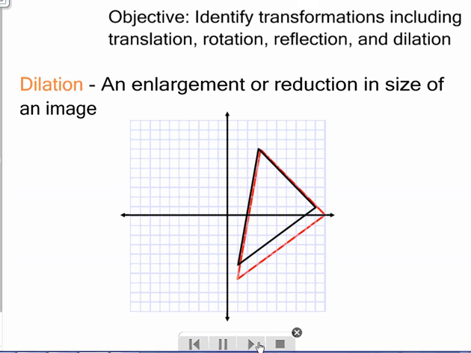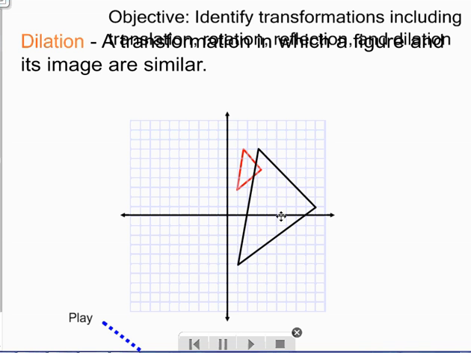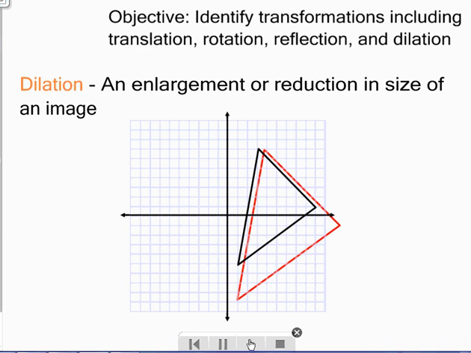All right, so we have an enlargement we can do or a reduction. Let's say that this black figure right here is our original. This red figure, as you saw just a second ago, has gotten bigger and now it's getting smaller.